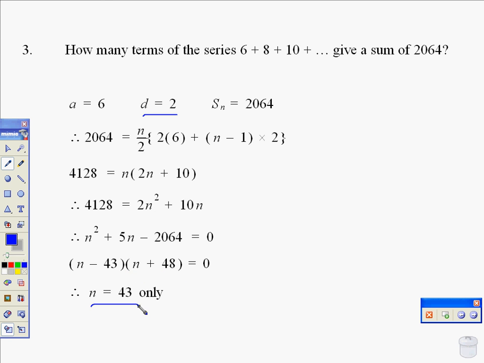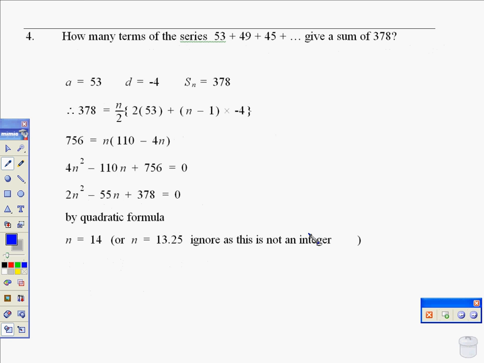Now n is going to be 43 only, because we couldn't have the value of n here being minus 48. If it's minus 48, it can't be a term in the series. This is one of the situations where a quadratic equation is going to give us an answer that is not going to be valid for the problem. So n would be only equal to 43.